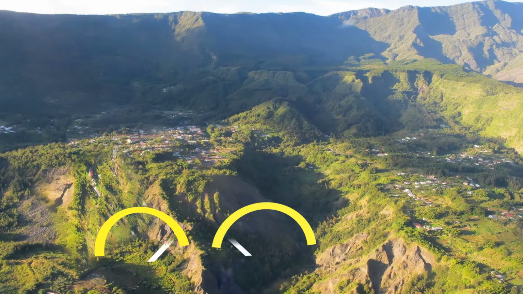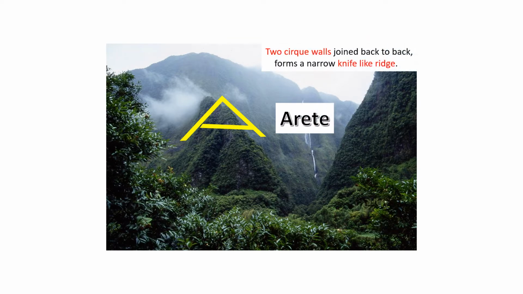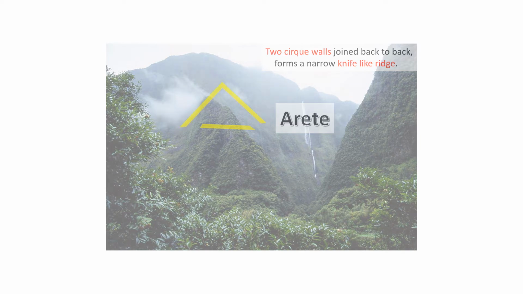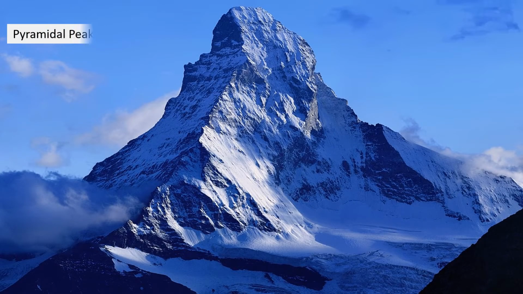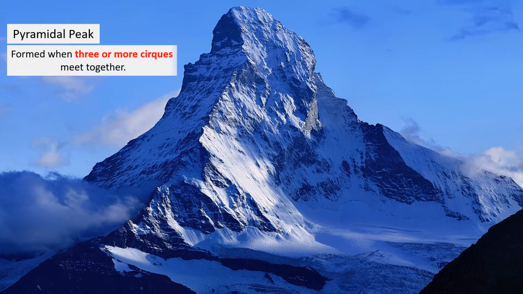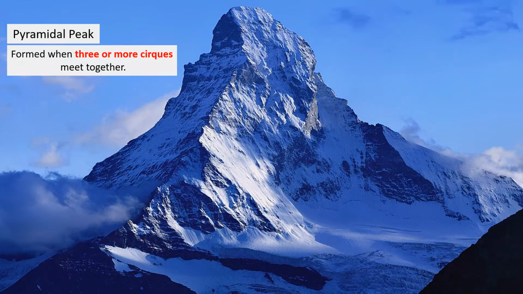When two cirque walls get formed back to back, a narrow knife-like ridge is formed. It is called an arete. Oh, a pyramidal peak. When three or more cirques meet, such type of peaks are formed.